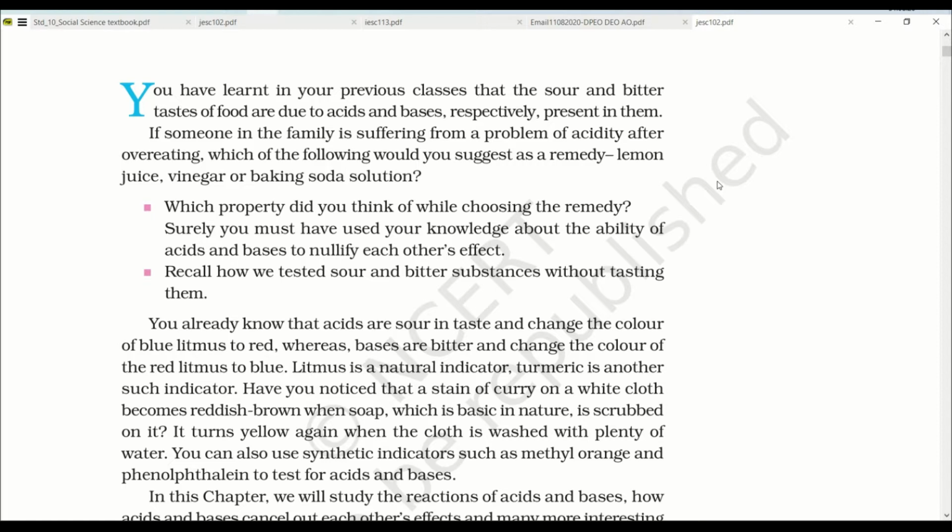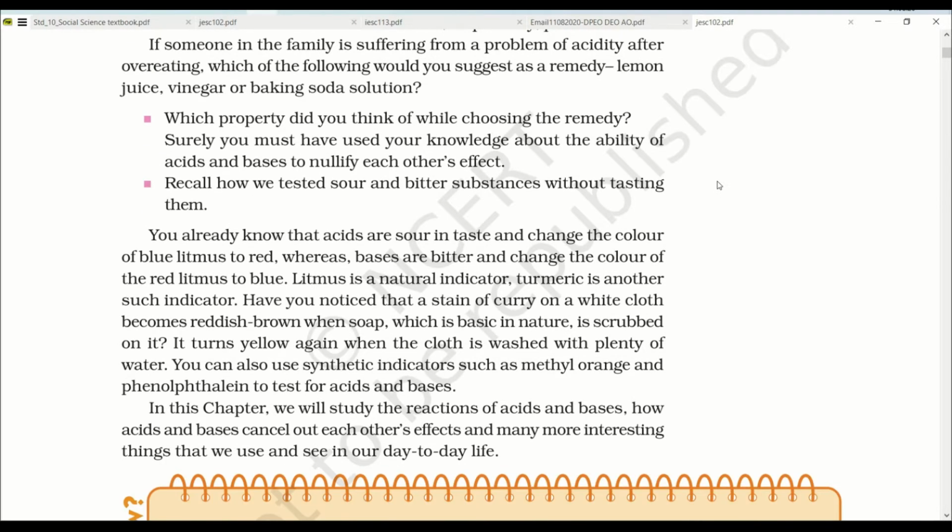If someone in the family is suffering from a problem of acidity after overeating, which of the following would you suggest as a remedy? Lemon juice, vinegar or baking soda solution. Which property do you think of while choosing the remedy? Surely you must have used your knowledge about the ability of acids and bases to nullify each other's effect. Recall how we tested sour and bitter substances without tasting them.